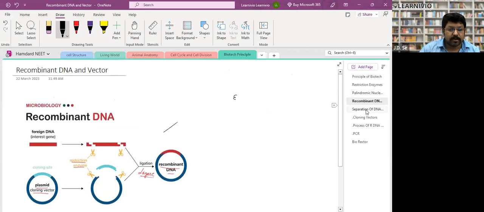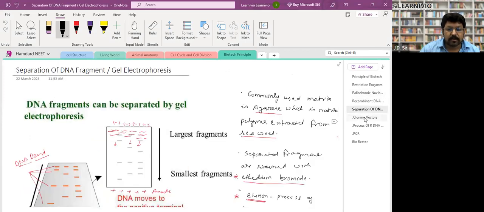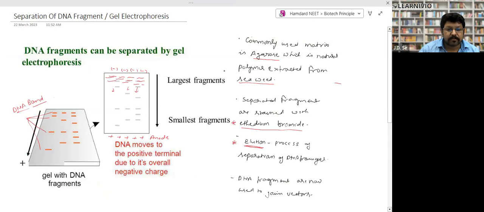Now I will tell you the cloning vector. Look, this is the gel electrophoresis process, right? It is used for DNA fingerprinting as well. Many questions have been asked from here. I'll tell you what the questions are. Actually, I have underlined that thing, but the questions have been asked.